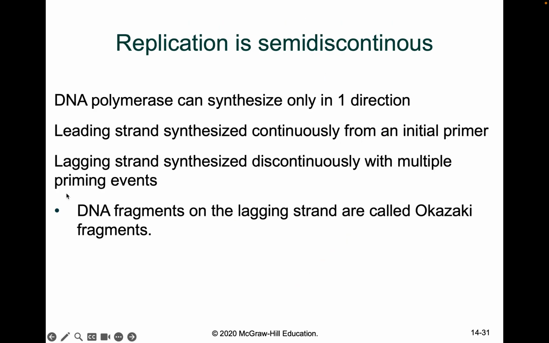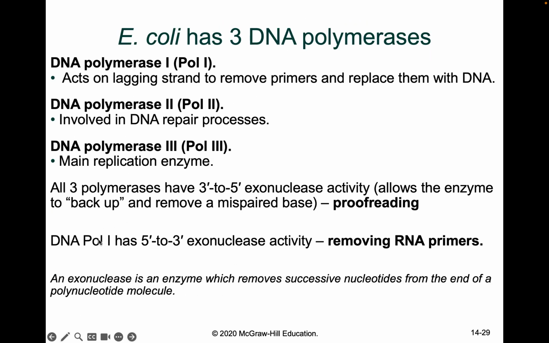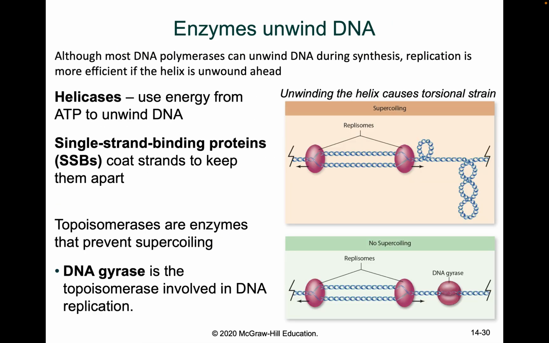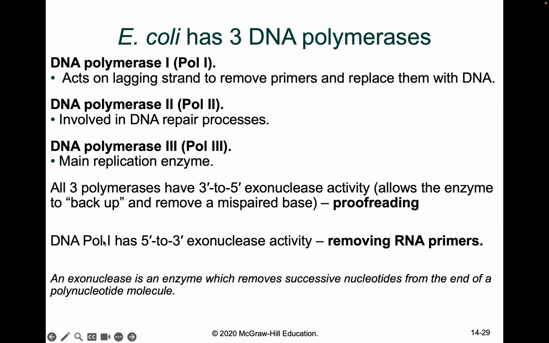So that's exonucleases. DNA polymerase 1 is a bit more special than the rest because it has an extra activity. It has this 5 prime to 3 prime exonuclease activity, meaning that it's able to also cut this part over here. So it's able to cut from 5 prime to 3 prime. So that's only DNA polymerase 1.